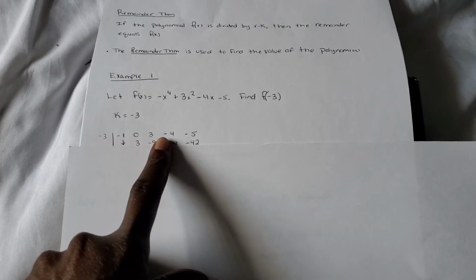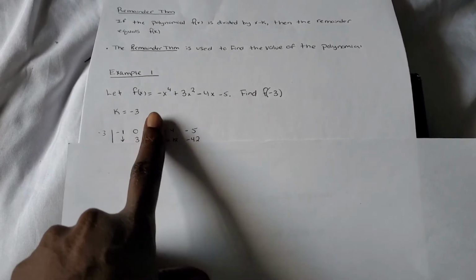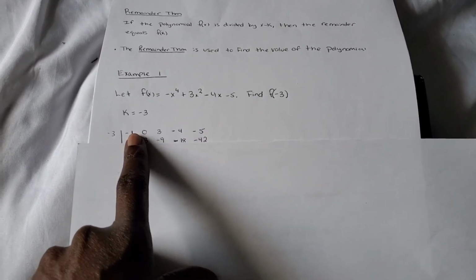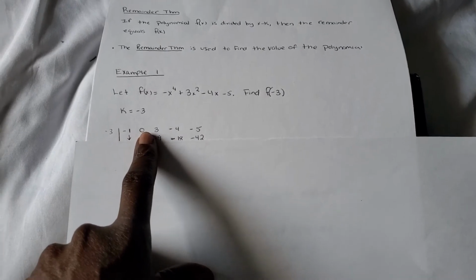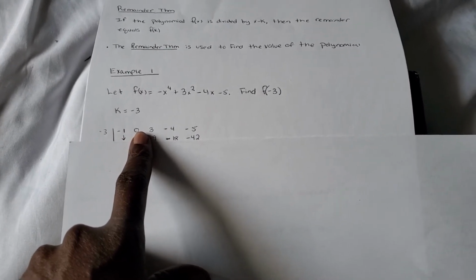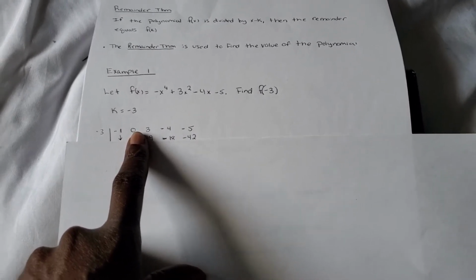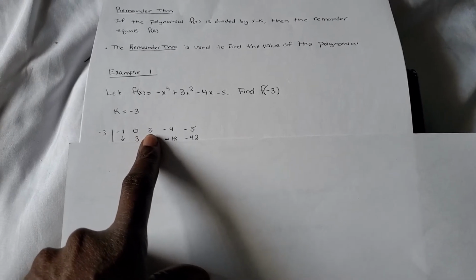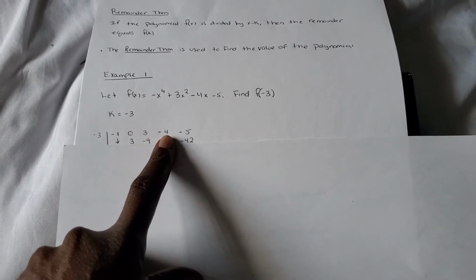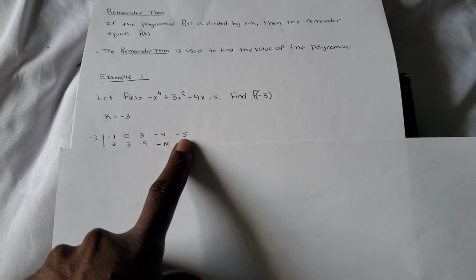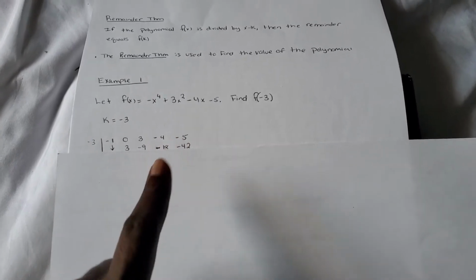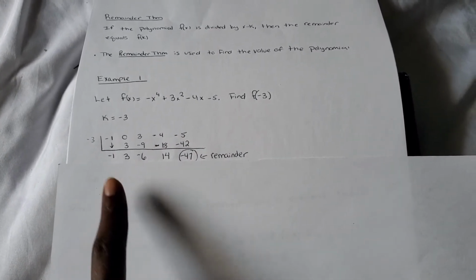You write your coefficients down for your terms. You have your x fourth term, which is negative 1. You do not have an x cubed term, so you have to replace it with a 0. You have your x squared term, which is 3. Your x term has the coefficient negative 4, and the constant is negative 5. So we know we have to bring down a negative 1.